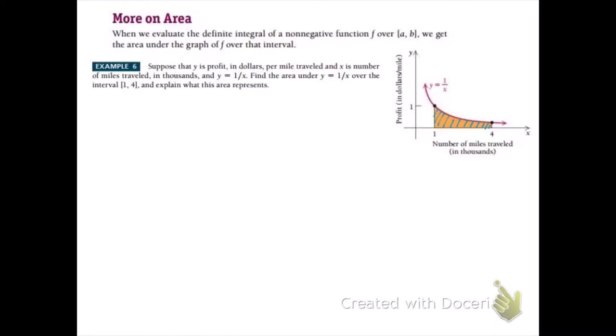So it's telling us the rate of change of the profit with respect to miles, or with respect to x. So y is like the derivative of some profit function. So if we take the antiderivative of the rate of change function, we should get back the original profit function. So when we try to find the area underneath this derivative, that should give us an answer that represents the profit accumulated.